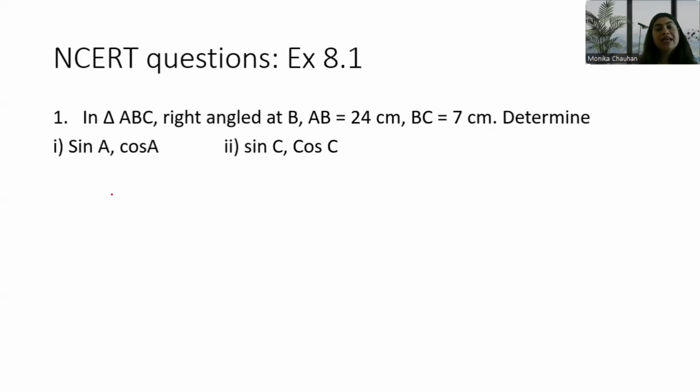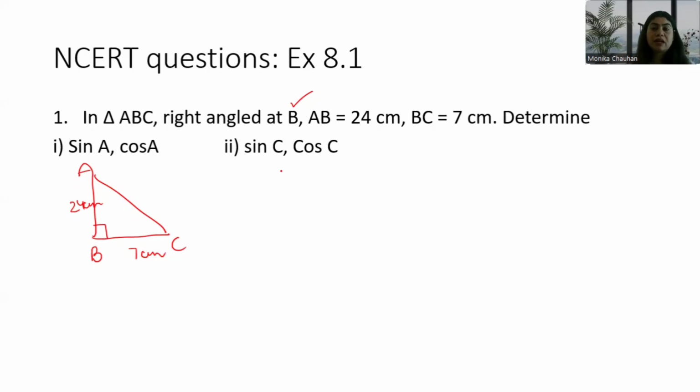So there is a triangle ABC, okay? We will make a right angle triangle, as I told you, we always deal with only right angle triangles. Now, the important point is, it is right angled at B, so we will make a right angle at B, okay? You make A and C here. So as per this, write down what are the sides given. AB is 24 centimeter and BC is 7 centimeter. Okay, and you have to calculate sine A, cos A, sine C, cos C.